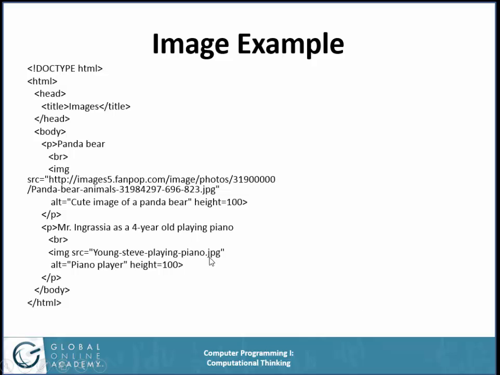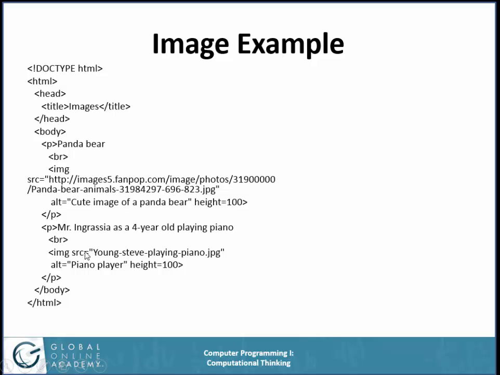So here's an image example. Here's an image where the source is something that I found on the internet. I found a picture of a panda bear at this URL, big long URL. And I've given it an alt of cute image of a panda bear, and I said, make this at a height of 100. I didn't specify the width, I just said make it at a height of 100, regardless of how big the original JPEG was. And then I've got another picture. This is a photo taken a zillion years ago when I was 4 years old.